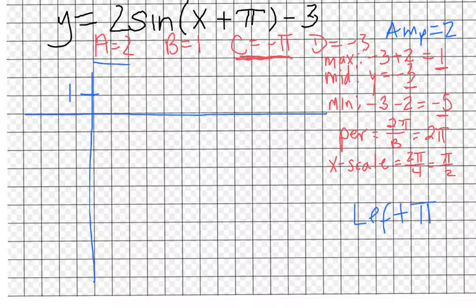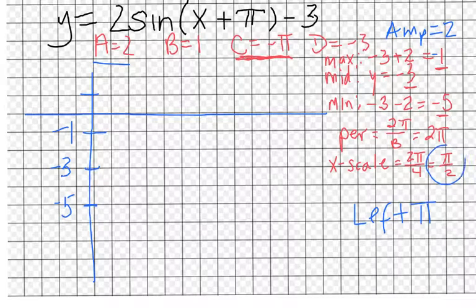Oh, sorry, that's incorrect. This is actually negative 1. That was a bad addition on my part. So that should be a negative 1. So this is at negative 1. The midline is at negative 3. And the minimum is at negative 5.